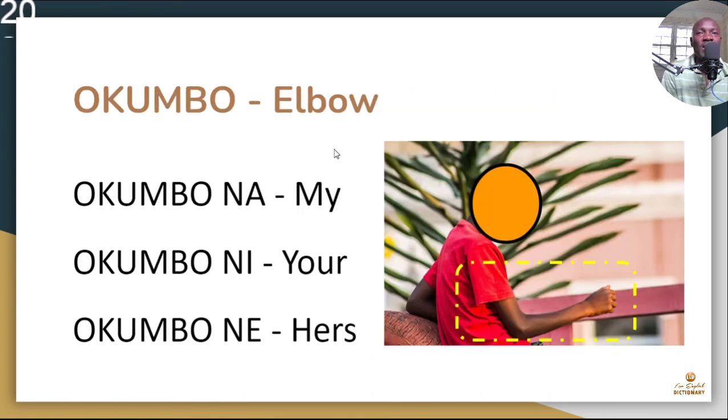Then we look at okumbo, the elbow. Elbow is okumbo. My elbow, okumbo na. Okumbo ni. Okumbo ne. My elbow, your elbow, our elbow.